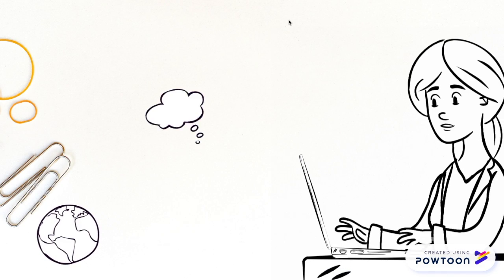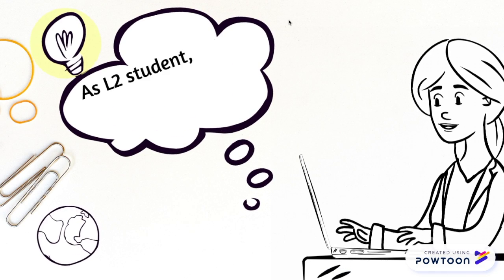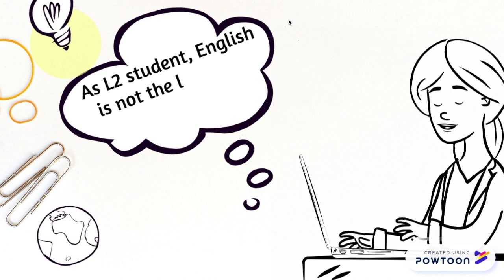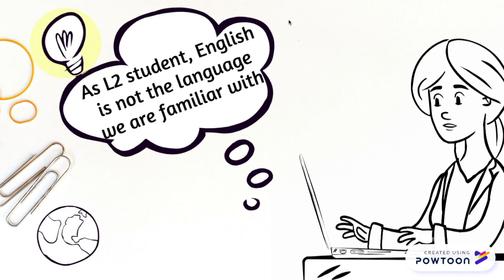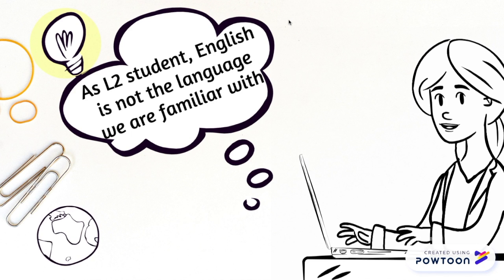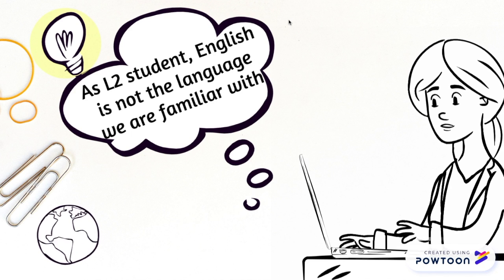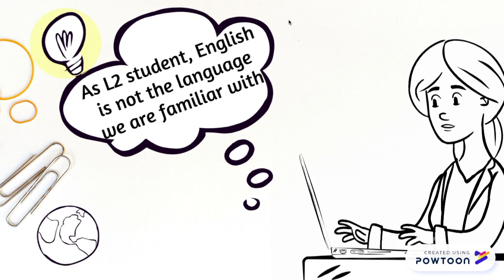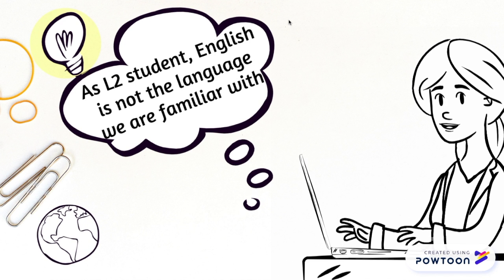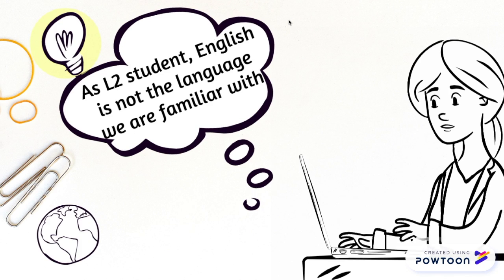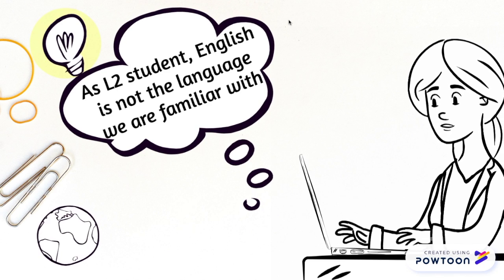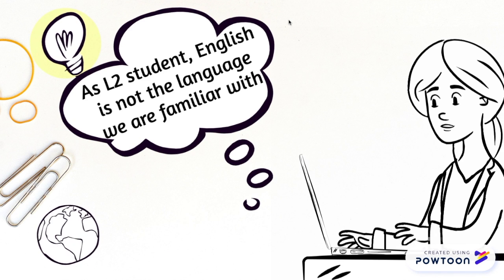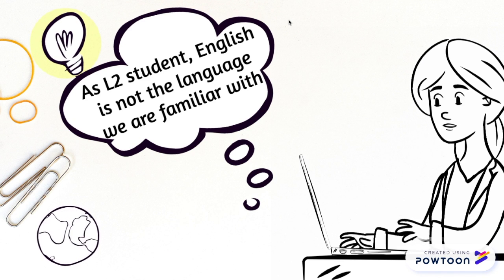And for the second reason, language barrier. As L2 students, English is not the language we are familiar with. We don't have enough confidence in English, so we try not to participate in class, and in that way we can make fewer mistakes. If we were using Chinese to talk in class, I'm sure students would participate more because they know what they are talking about and they have confidence in Chinese.